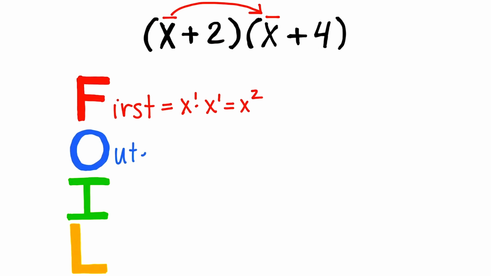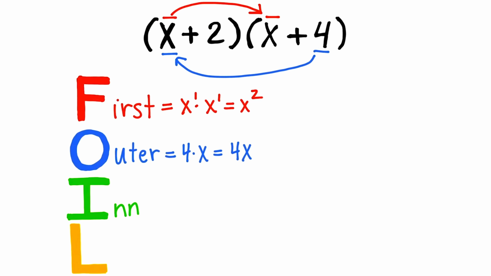The O stands for outer. So this means we're going to look at our outer two terms, so the 4 and the x. And we're going to multiply these together and get 4 times x, which is 4x.